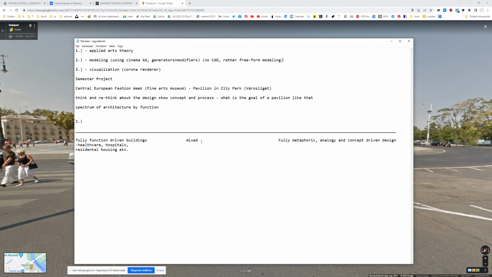So, mixed use, like some kind of public buildings or leisure buildings, recreation, etc.